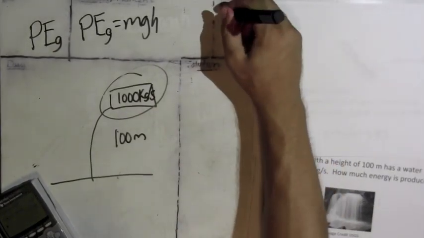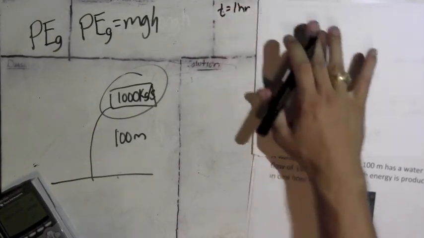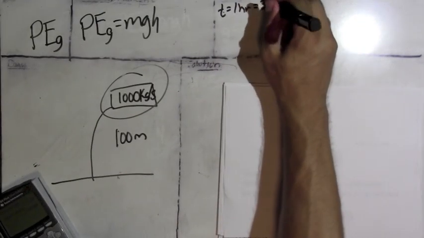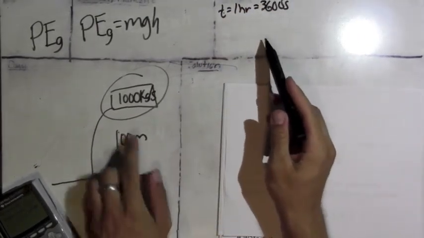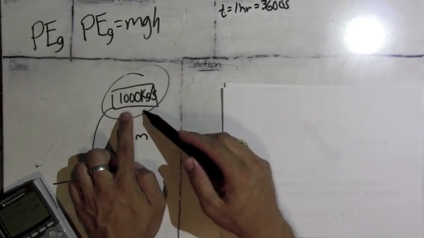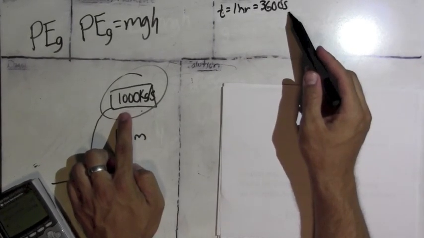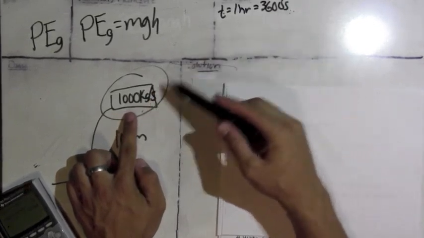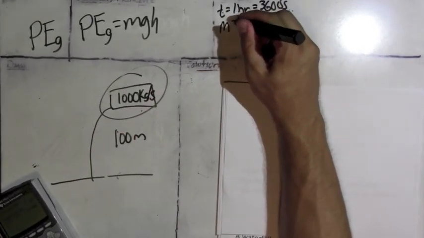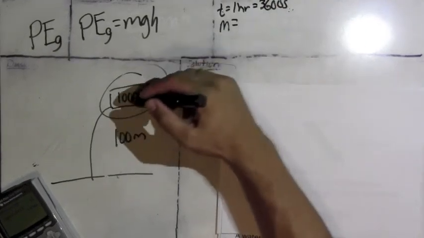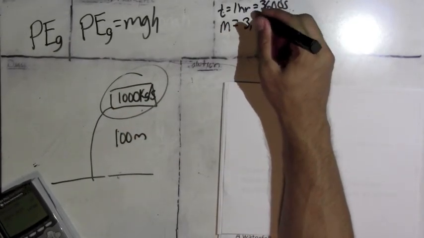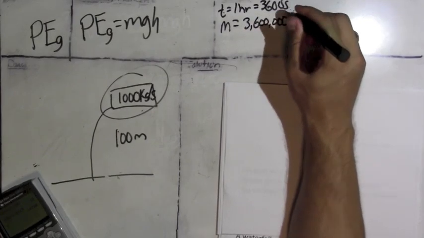So this may be confusing for some people because you've never seen kilograms per second, but it does say how much energy is produced in 1 hour. So you have a time, and that time value is 1 hour, which is 3,600 seconds. You should know that conversion by now. So if you have 1,000 kilograms every second, and you're doing it for 3,600 seconds, you should realize that just by multiplying those two together, you are going to get the total mass of water that goes over the cliff as being 3,600 times 1,000, which is 3,600,000 kilograms of water.